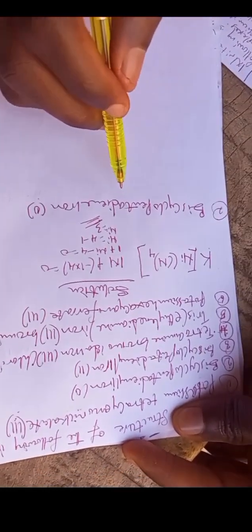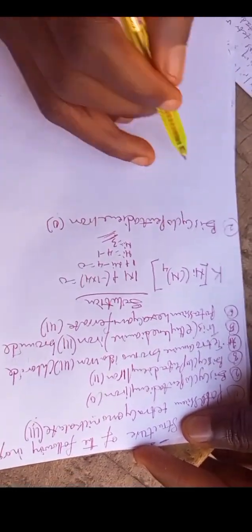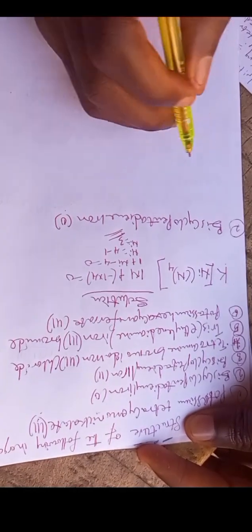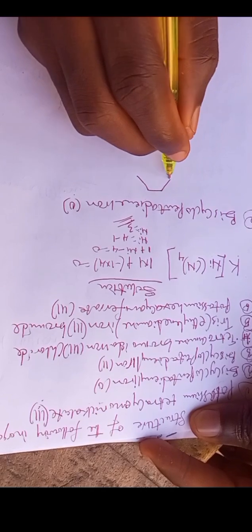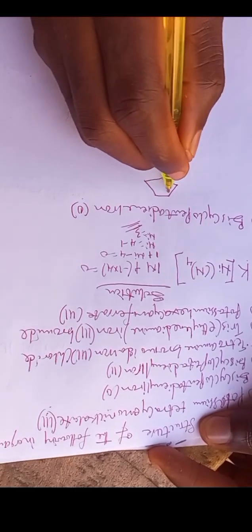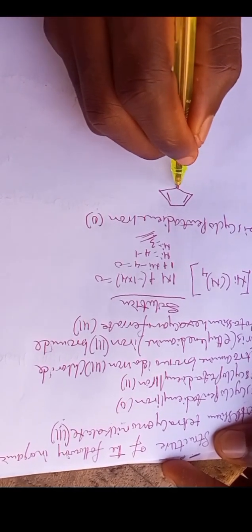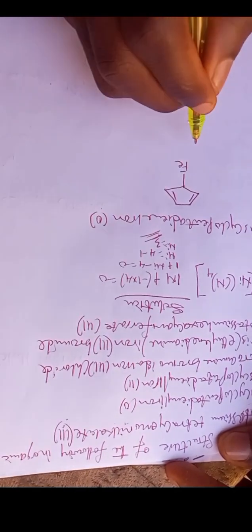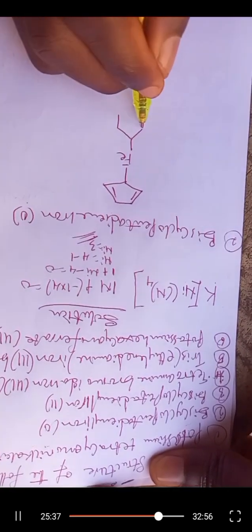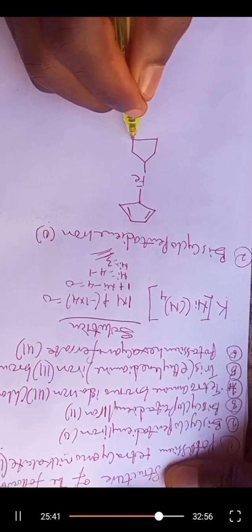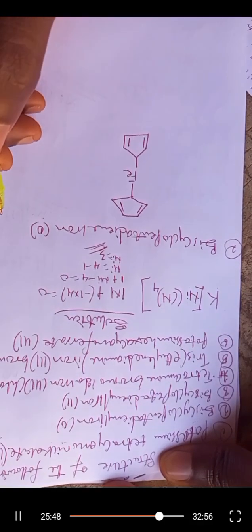So now cyclopentadiene means a ring that has 5 carbons in it. If you want to do this, just draw the 5-membered ring. 1, 2, 3, 4, 5. So you put a double bond here, a double bond here. This is cyclopenta. Then you put Fe. You draw another cyclopentadiene. So this is the structure of bis(cyclopentadienyl)iron(0).